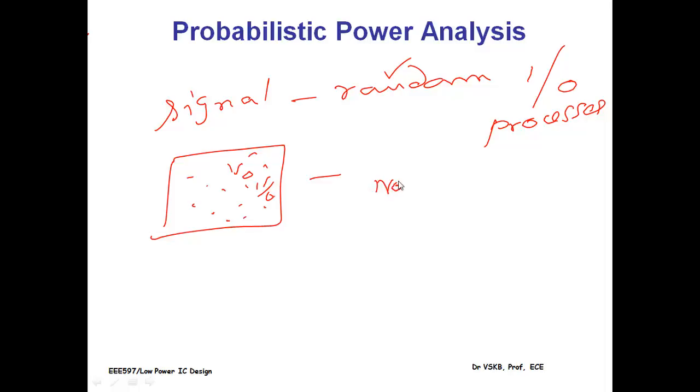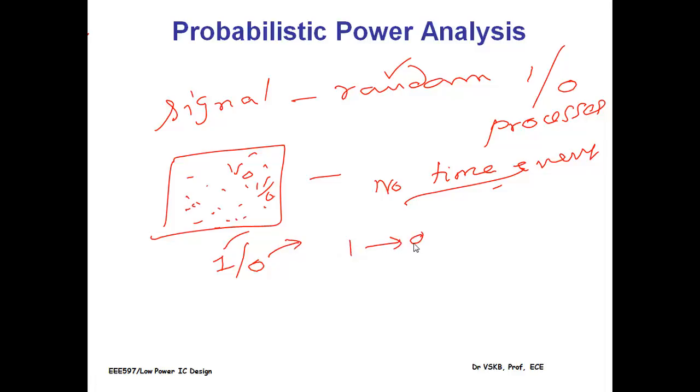I am not going to be relating it with time. No time-based events are going to be considered. But I would be considering each and every node, whether it is in the 1 condition or in the 0 condition, I can know. Whenever I say it was previously 1 and it is now going to 0, that is a 1 to 0 transition, or a 0 to 1 transition.